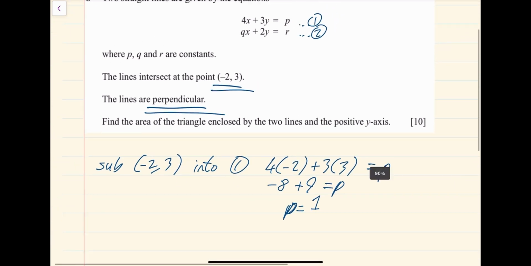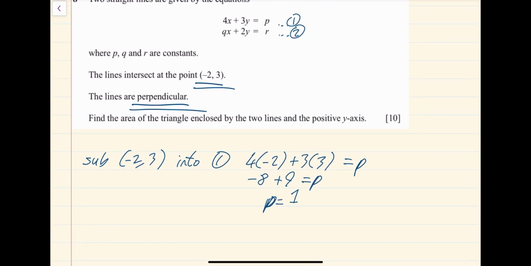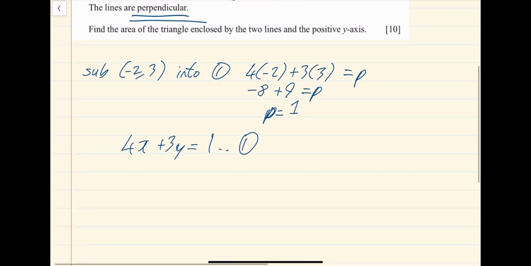Once you find a constant, you rewrite the equation. So we've got 4x plus 3y is equal to 1. That is my new equation 1. Next thing it says is the lines are perpendicular. So I'll rearrange my equation 1 first of all, so that it is in y equals mx plus c form.